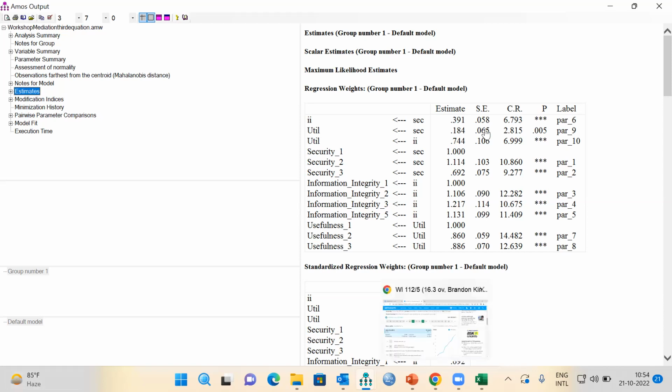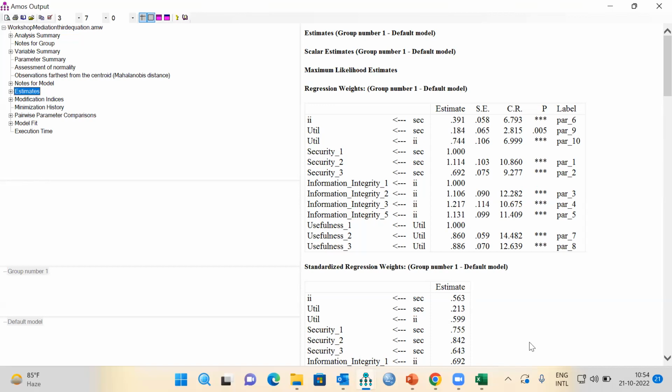So if that is the case, which type of mediation is this? Can you tell me? What type of mediation are we talking of? Partial mediation. It is a partial mediation because the direct path is also significant independently, and when you are talking with the mediator, the effect is coming down, but it is still significant. So this is an ideal case of partial mediation.